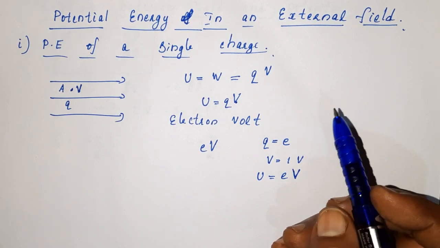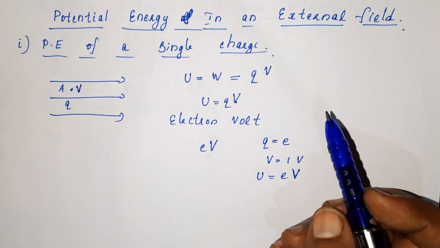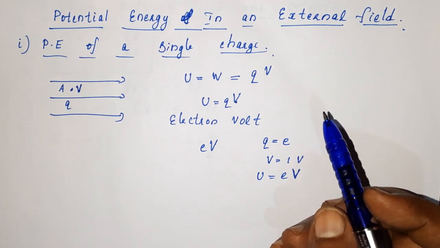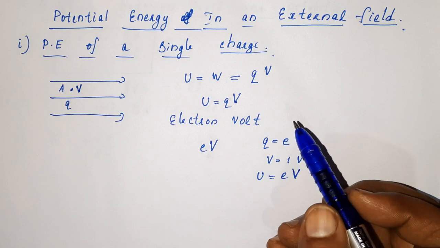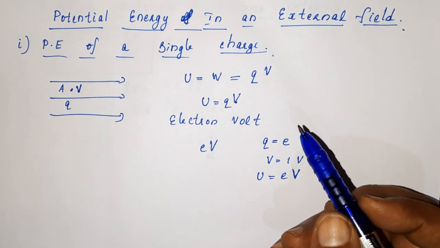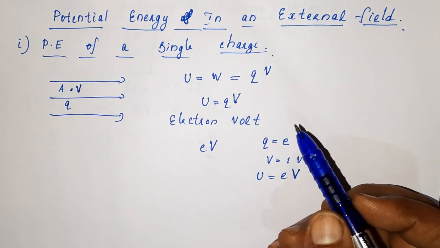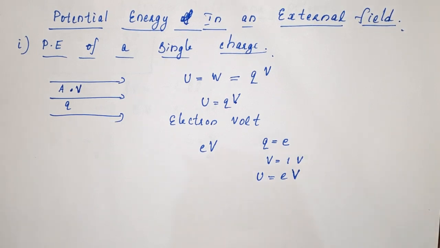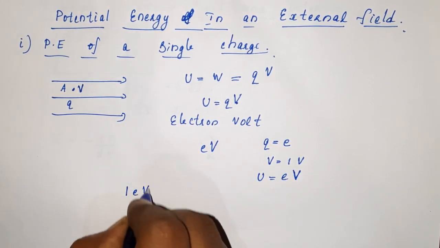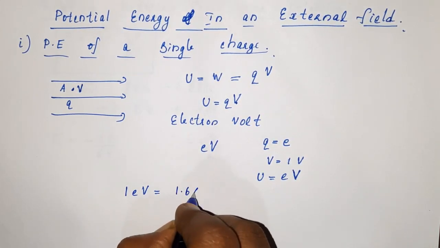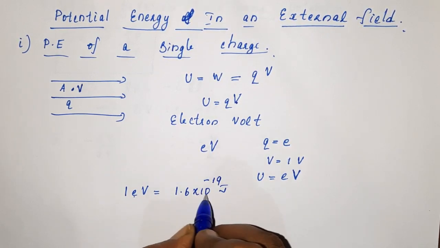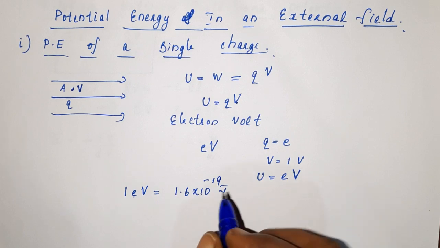So 1 electron volt is defined as the kinetic energy gained by the electron when it is accelerated through a potential difference of 1 volt. In both ways we can define that. So what will be 1 electron volt? 1 electron volt is equal to 1.6 into 10 raised to minus 19 joule, because e stands for 1.6 into 10 raised to minus 19.